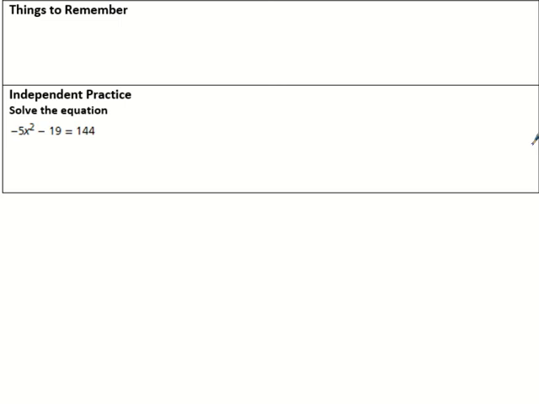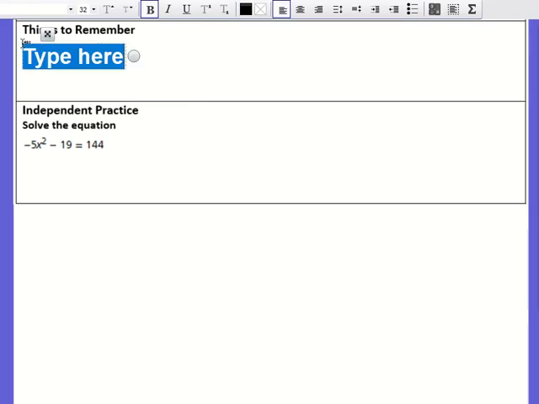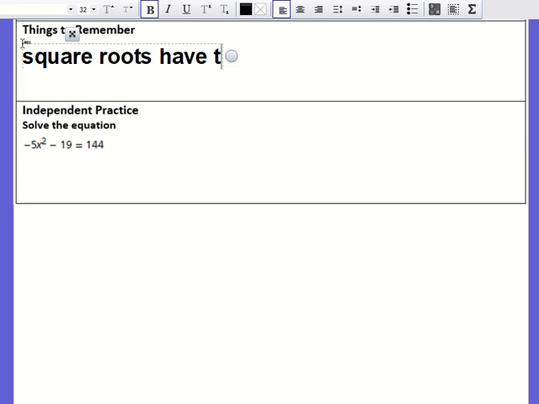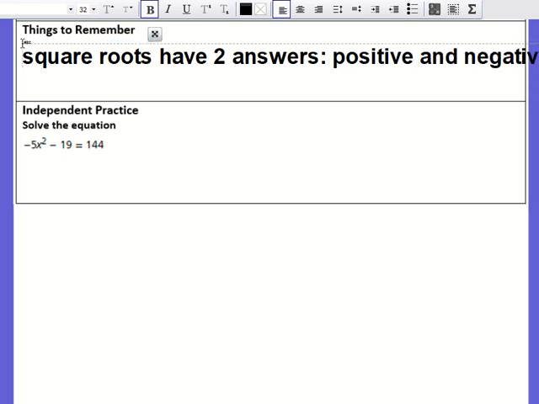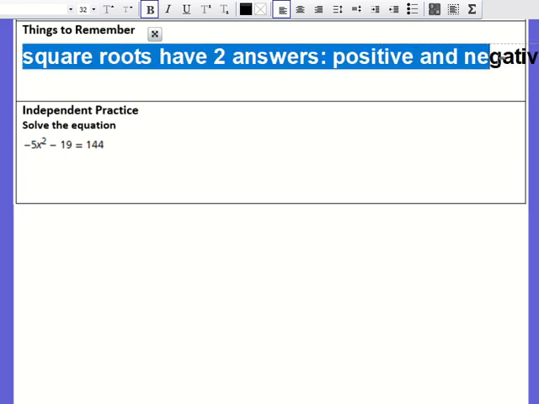All right, so things to remember: square roots have two answers, the positive and the negative, okay? And that didn't fit, so I'm just gonna make this a little smaller.